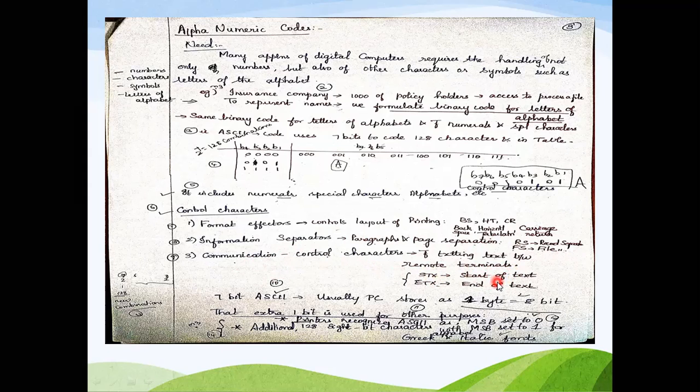STX stands for start of text, and ETX stands for end of text. Generally, the 7-bit ASCII is usually stored by a PC as 1 byte, that is 8 bits. That extra 1 bit is used for other purposes. Generally, printers will recognize ASCII with the MSB set to 0. Since the special characters, numerals, and alphabets are increasing, the additional MSB is also set to 1, which gives an additional 128 characters with the MSB set to 1, for Greek alphabets as well as the italic font.